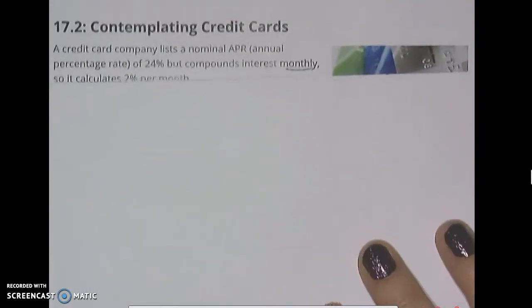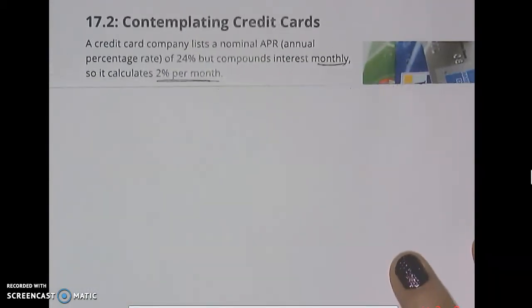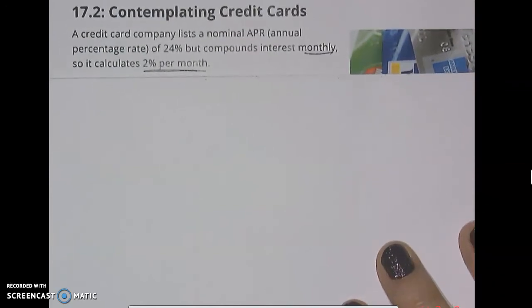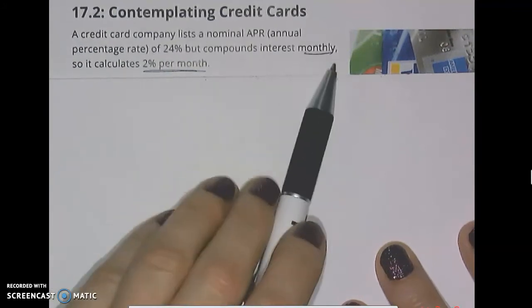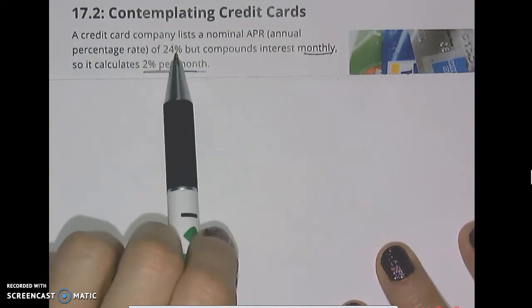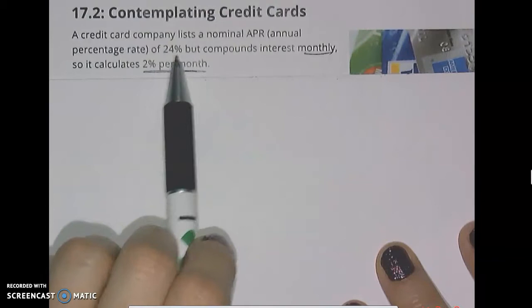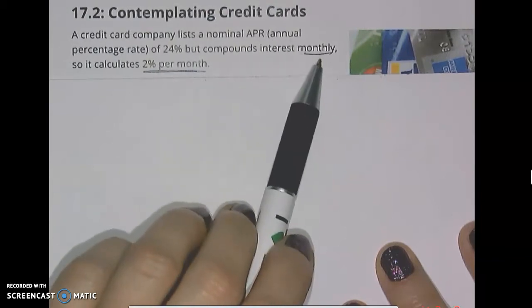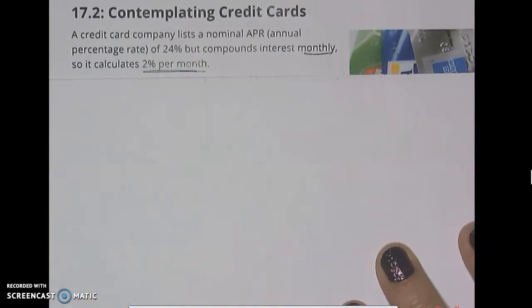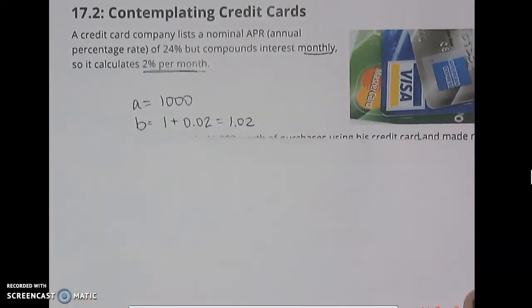All right, talking about credit cards. A credit card company lists a nominal APR, or annual percentage rate, of 24%, but compounds interest monthly. So it calculates 2% per month. They give you an annual percentage rate, but if they compound it monthly, you have to take that rate and divide it by how often you're calculating it to get the percentage rate per time that you're calculating interest. Okay.